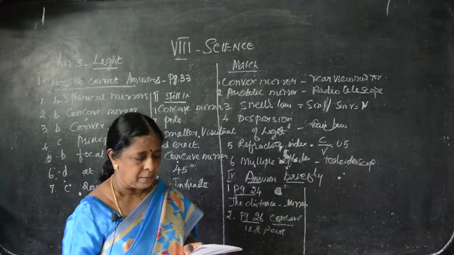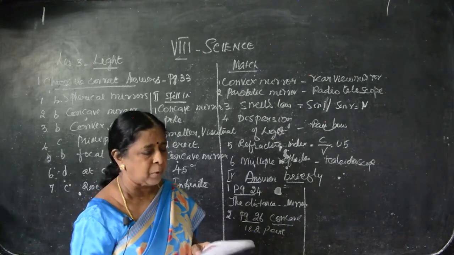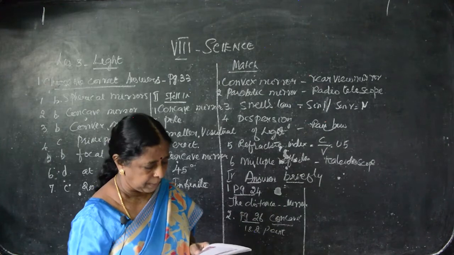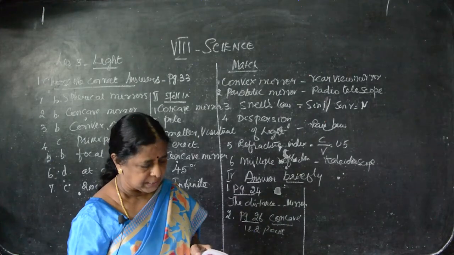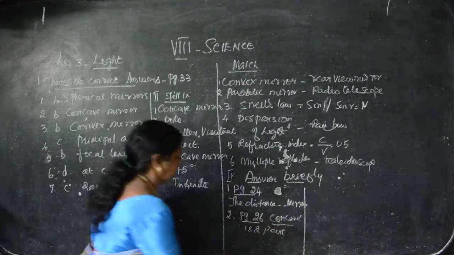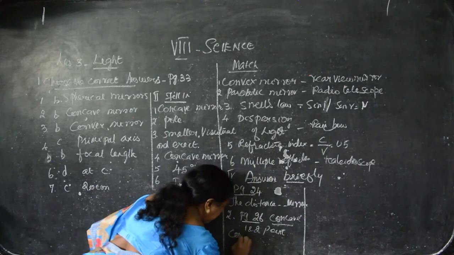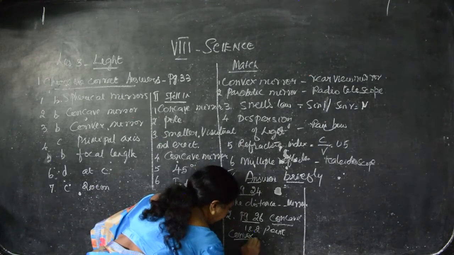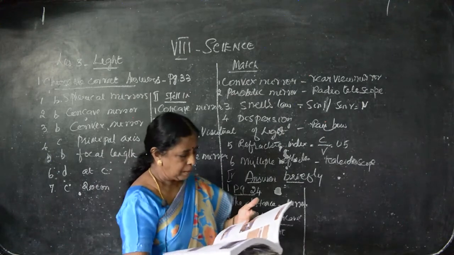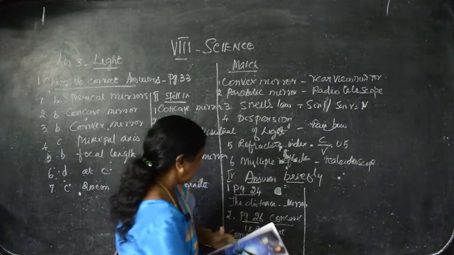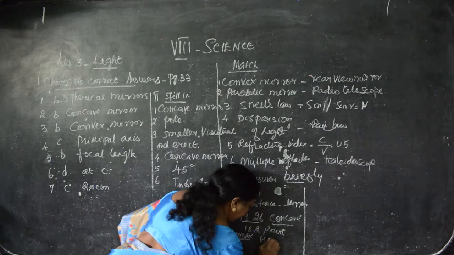Then convex mirror, the same page, after the points of concave mirror. After that it's given, convex mirror. Under the heading convex, the same page number, first point and second point, only 2 points. First and second point.